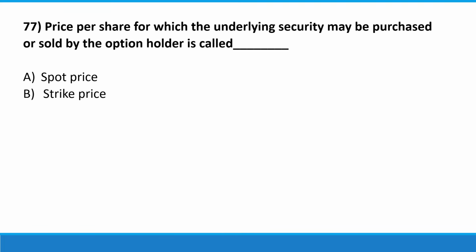Price per share for which the underlying security may be purchased or sold by the option holder is called option A, spot price, and option B, strike price. The correct answer is option B, strike price.